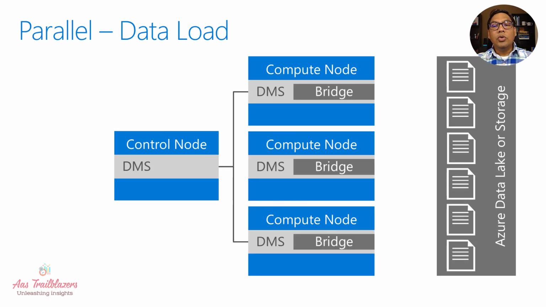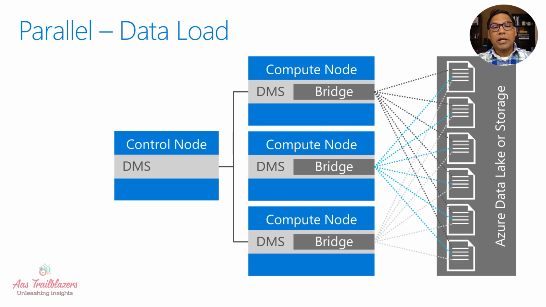This is when you use parallel data load with a technology or feature like PolyBase and/or the COPY command. In this case, instead of data moving from clients to the control node and then to the compute nodes, the data movement is between the data source and the compute nodes directly, and all this data movement is happening in parallel.